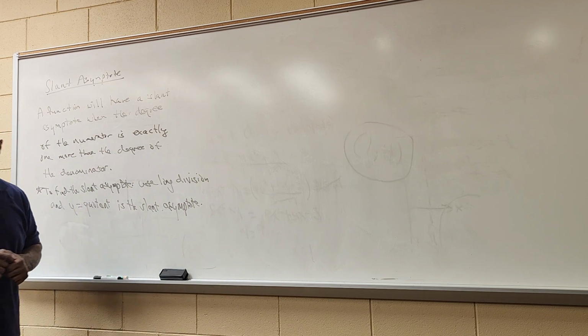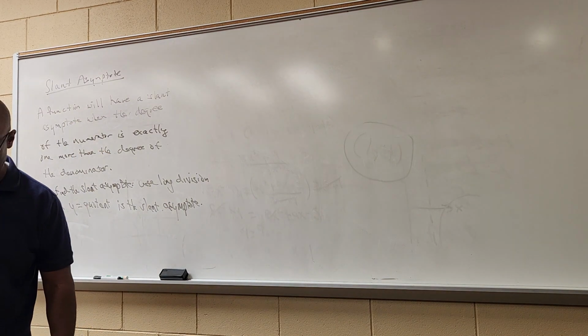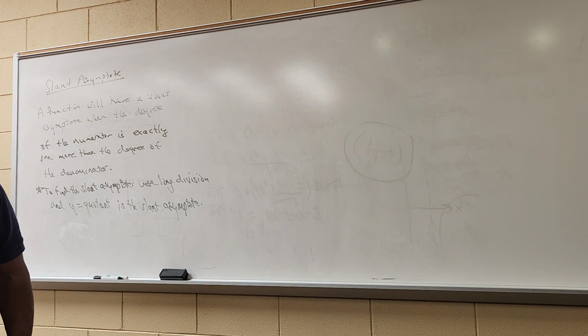So to find that slant asymptote, I'm going to use long division. I'm going to divide the denominator into my numerator, and whatever the quotient is, that'll be my slant asymptote.